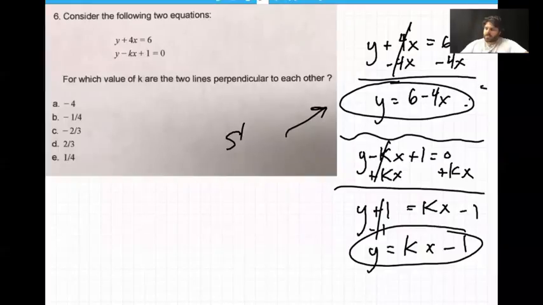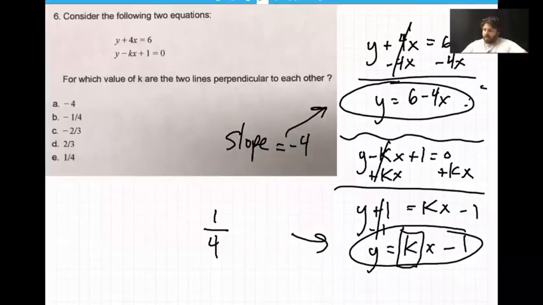So the slope of this line is going to be -4. Remember, it's the coefficient of the x term, the number in front. And watch for that negative sign. That negative is in front of that 4. That means the slope of this line, to be perpendicular, needs to be positive 1/4. Well, the number in front here, k, needs to be equal to 1/4 for that to happen. So that tells me the value of k that makes these two lines perpendicular to each other. So answer choice E for number 6 is correct. K needs to equal 1/4 for that to happen.